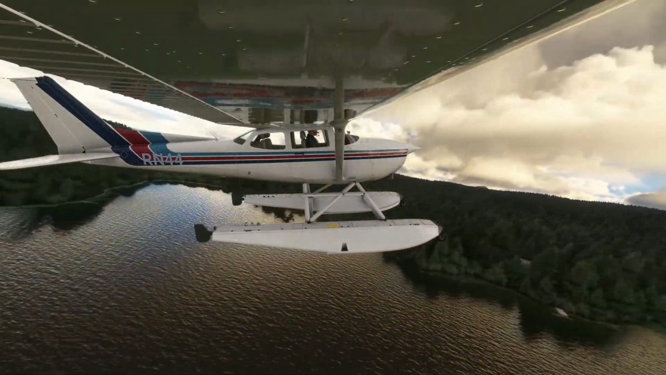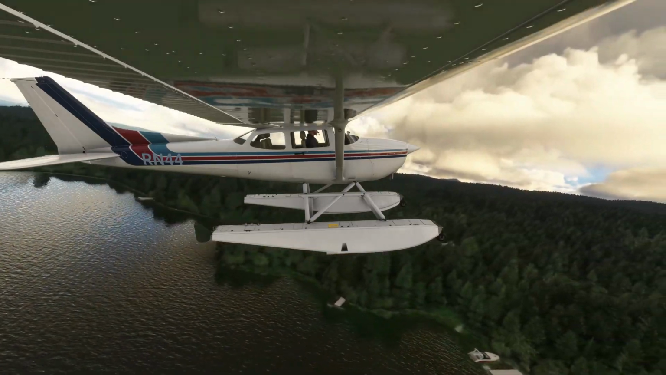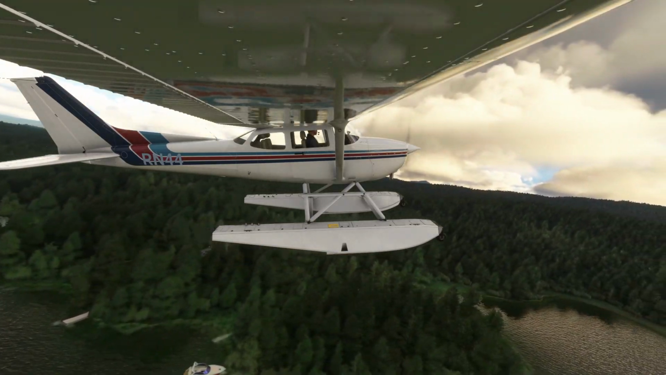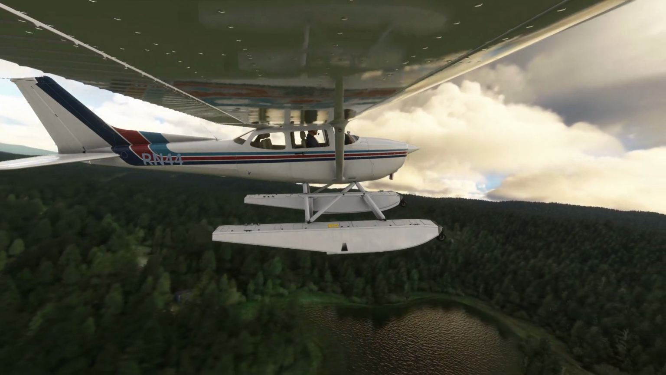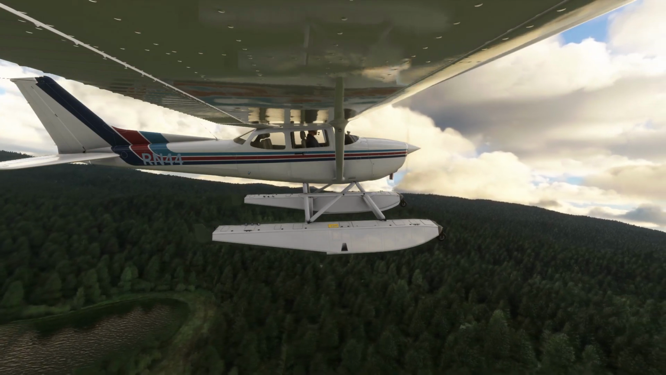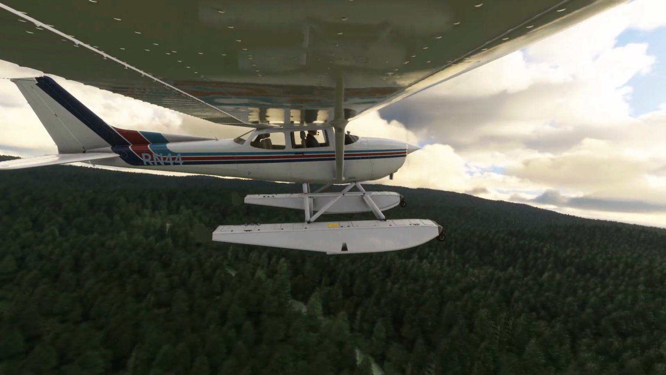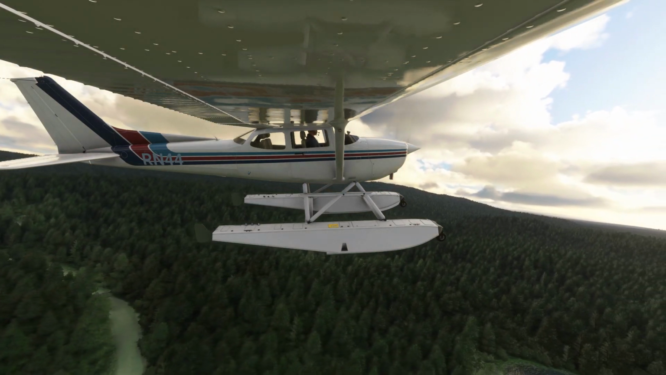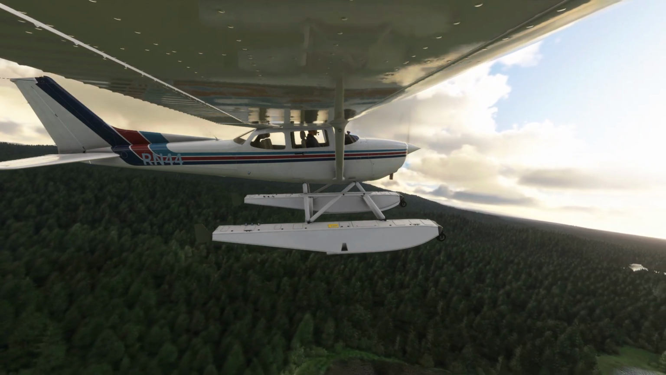So maybe this segment wasn't so much about highlighting an improvement to water physics in the game, but more so on tackling a huge issue that still stands in the way. Overall, even just making a few key improvements, Sim Update 6 has been a huge step forward for float flyers in Microsoft Flight Simulator.